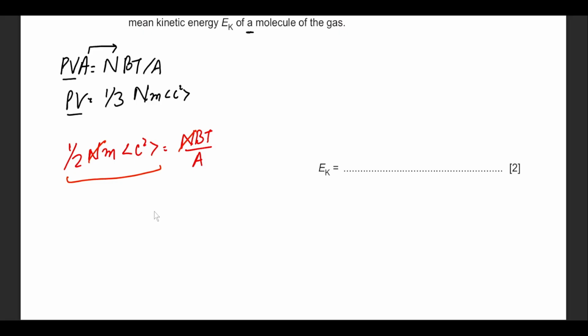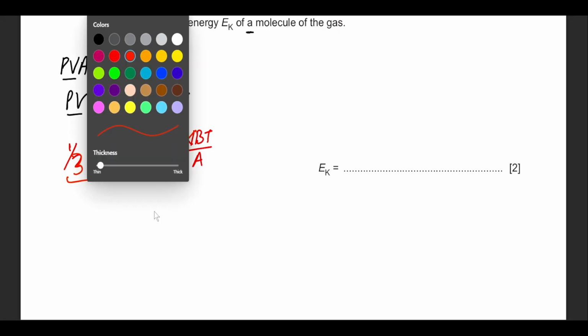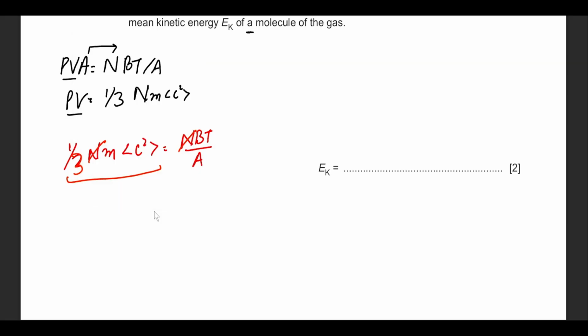This was 1 by 3. And no, this is 1 by 3. Yeah. So how do we make sure that we get half mb squared in this? So let's take it to the other side. This becomes mc squared equals 3bt divided by capital A.